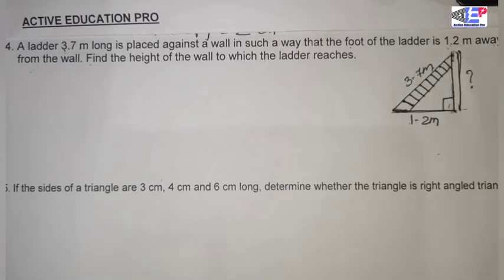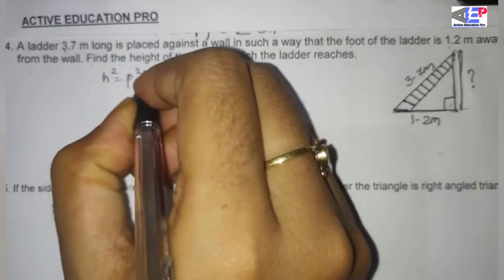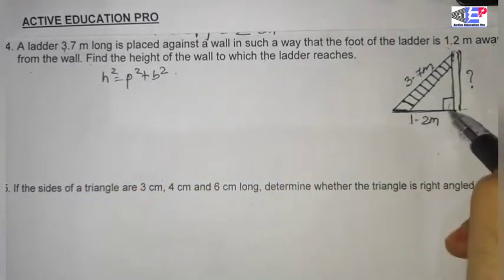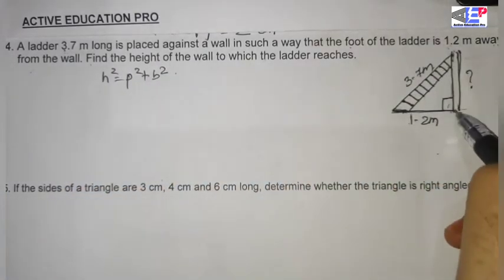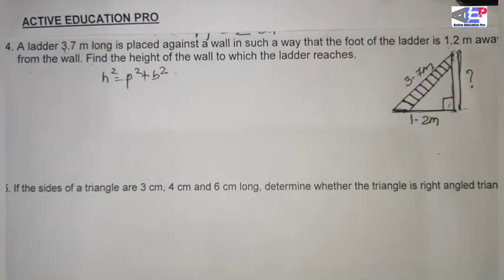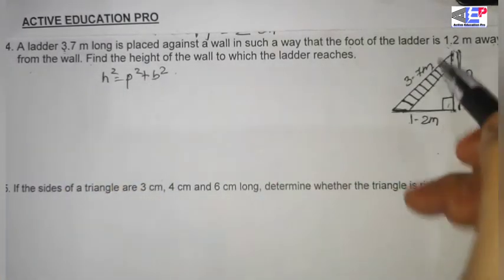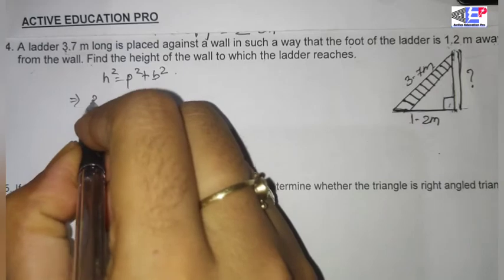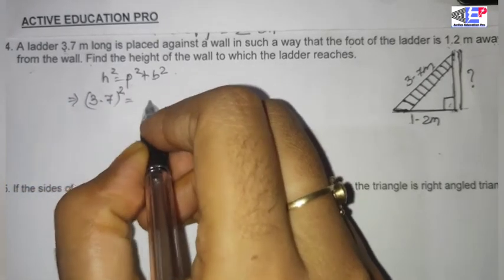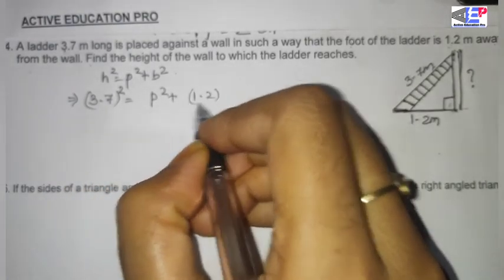Here, by the Pythagoras theorem, h square is equal to p square plus b square. You can write that the length of the ladder is 3.7 meter and the distance between the foot of the ladder and the base of the wall is 1.2 meter. So h square is equal to p square plus b square. Here h is 3.7 meter, so square of 3.7, and p we don't know, and b square is square of 1.2.